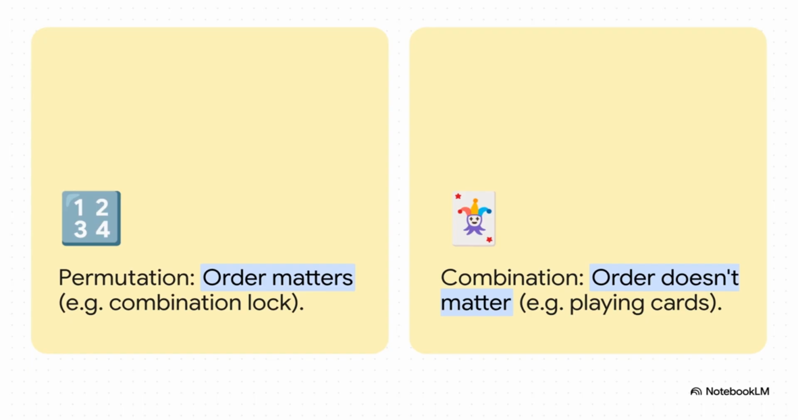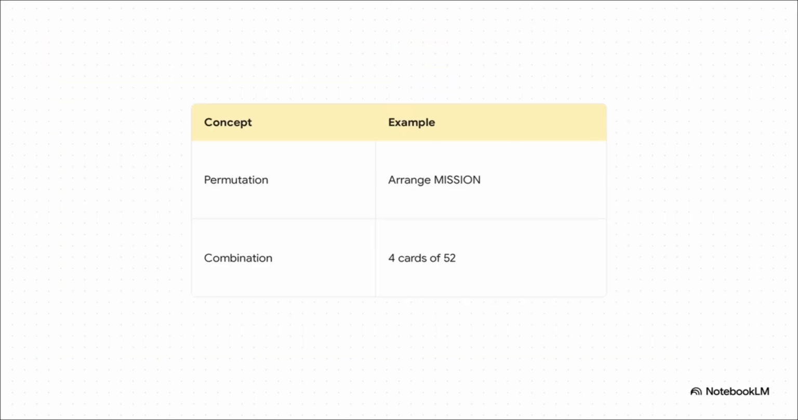Now, a combination is when order doesn't matter at all. Think of being dealt a hand of distinct playing cards. Whether you pick up the King of Hearts first or the Ace of Spades first, it doesn't matter. You still hold the exact same mathematical grouping in your hand. Now, what's really interesting about this slide is how perfectly these concepts map to the exact problems you're going to face in your syllabus this semester.